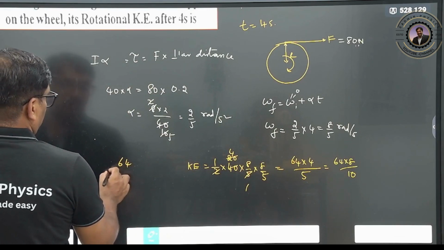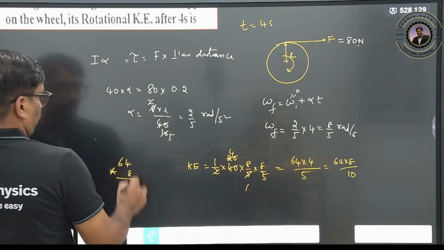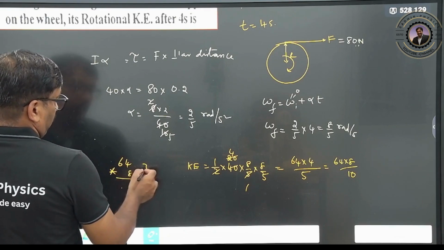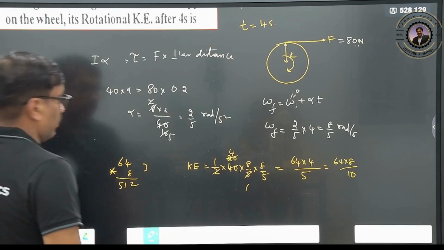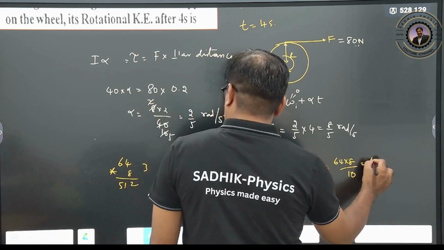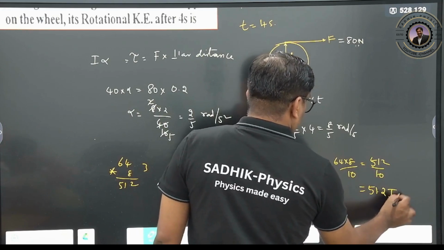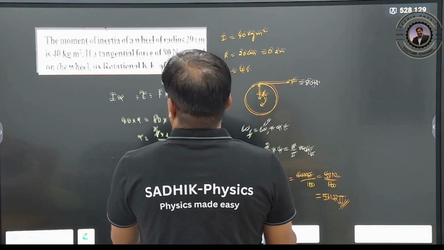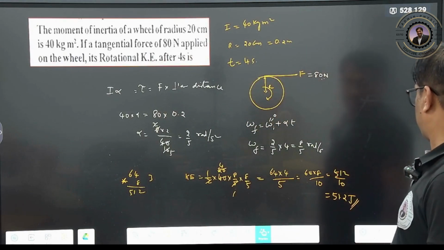64 into 8: 4 8s are 32, 8 6s are 48, 49, 50, 51, right? Therefore 512 divided by 10 is 51.2 joules. This is the total rotational kinetic energy of this wheel, right?